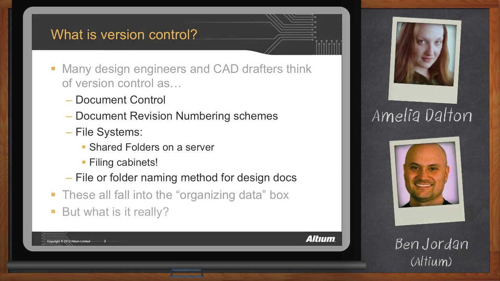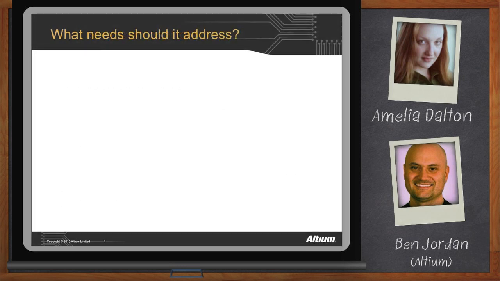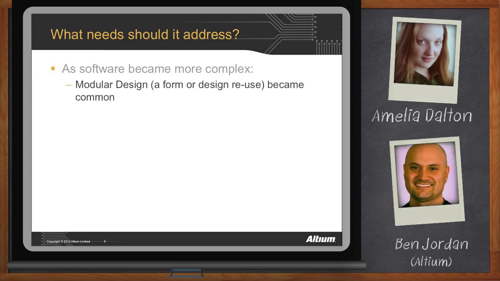Okay, so what are we trying to accomplish with version control? What needs are we looking to solve? Looking at the history, version control systems actually originated from the software development world. Ah, okay. And as software has become more and more complex over the years, it became necessary to break up the process of designing and coding software products and make it much more scalable. So to do that, we needed to develop a modular design approach, which really is a form of design reuse.